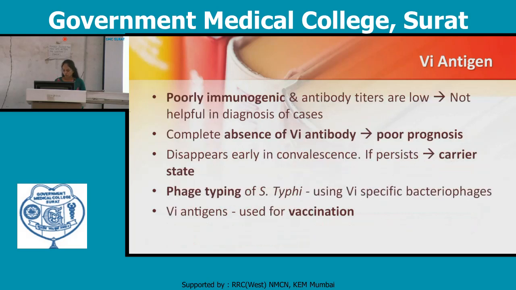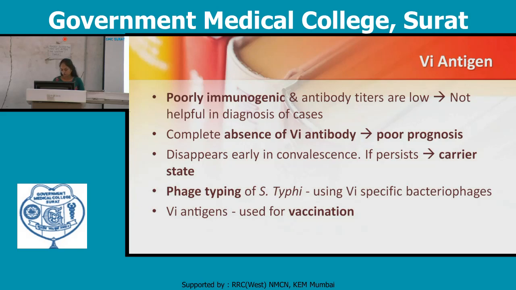Vi antigen is poorly immunogenic and antibody titers are very low, so it is not helpful in diagnosis. Poor prognosis can occur with complete absence of Vi antigen. It disappears early in convalescence; if it persists, a carrier state occurs. Phage typing of S. typhi can be done using Vi-specific bacteriophage. Vi antigen is used for vaccination purposes.